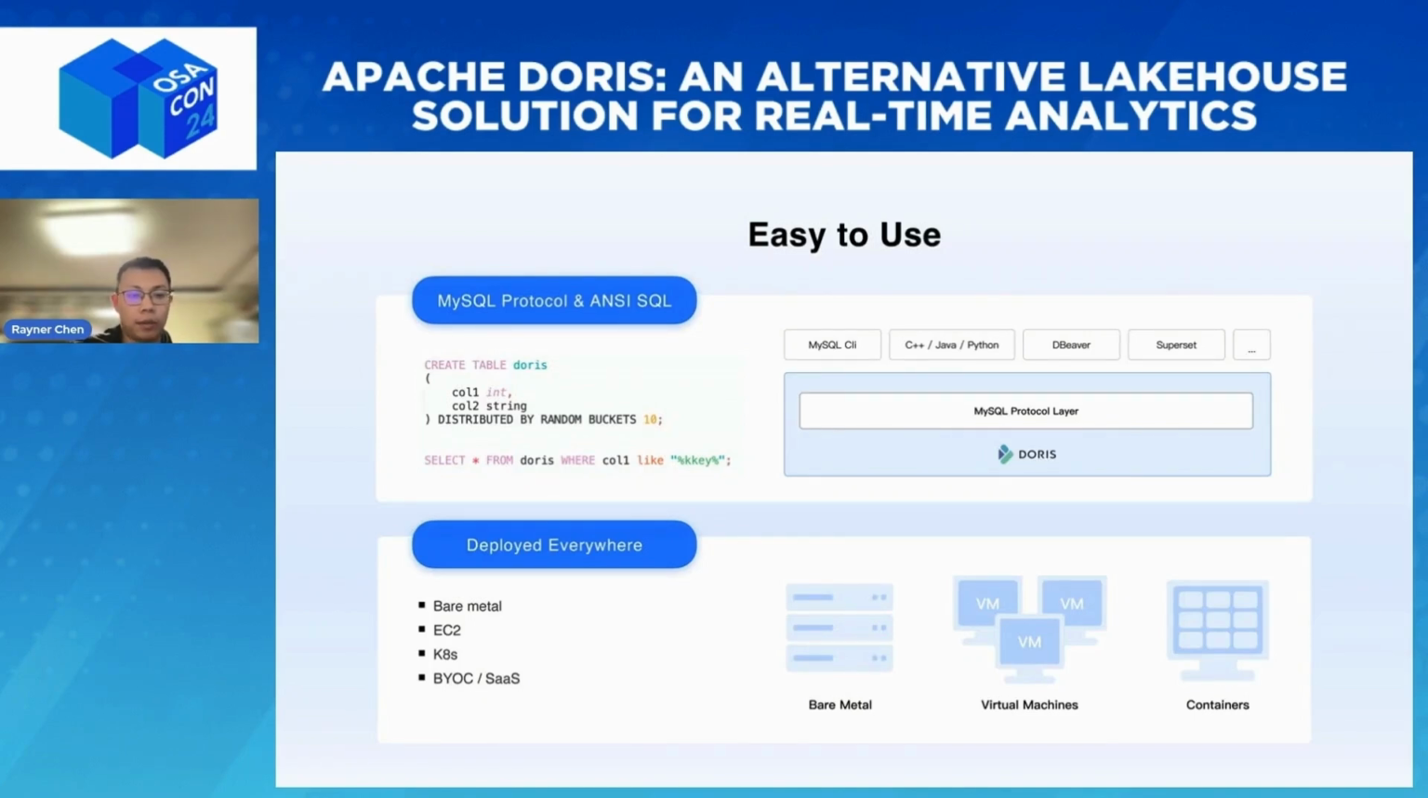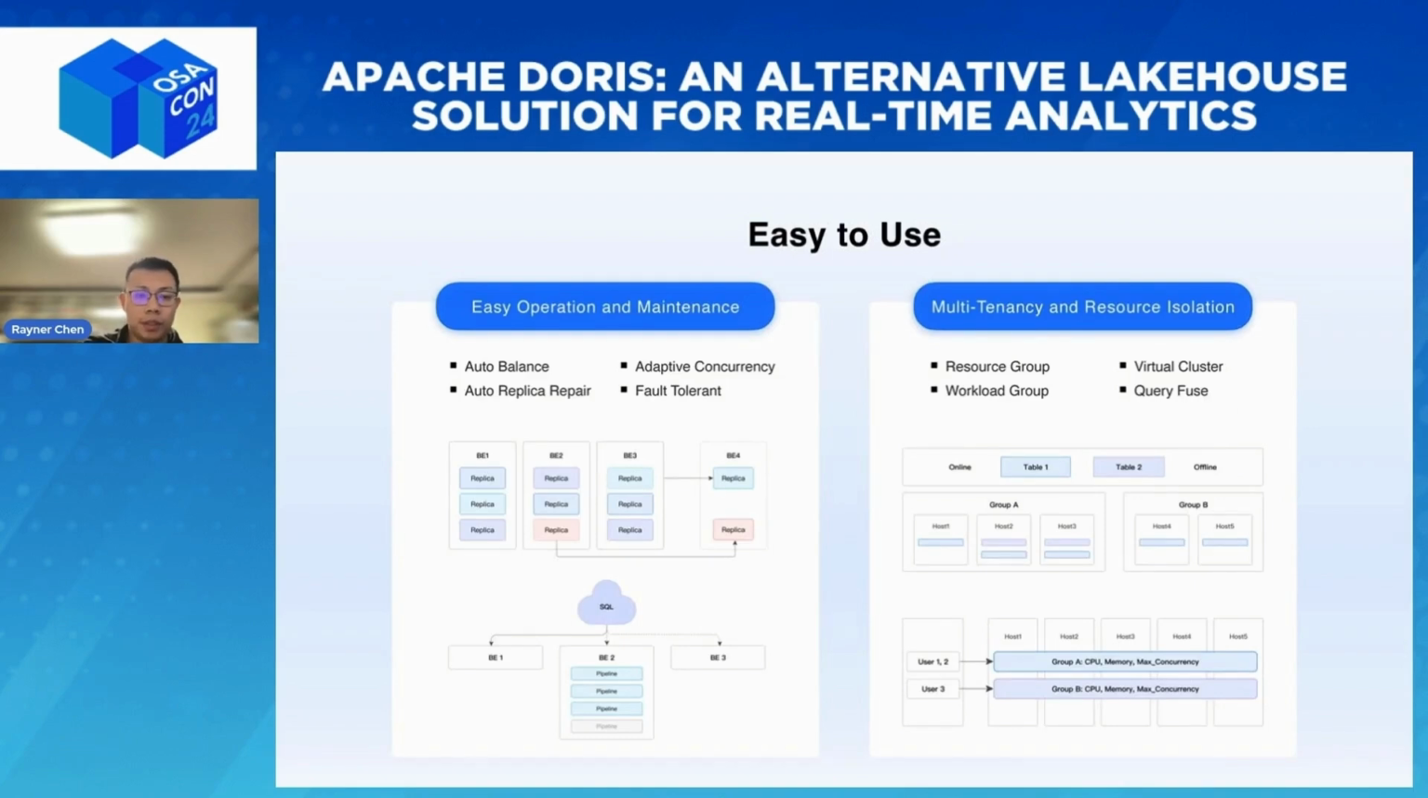Also, the deployment of Doris is very flexible. You can deploy Doris everywhere: on bare metal, AWS EC2, Kubernetes, and also my company, VeloDB, provides commercial products on the cloud as BYOC or SaaS. So I think from the user aspect, Doris is very easy to get started.